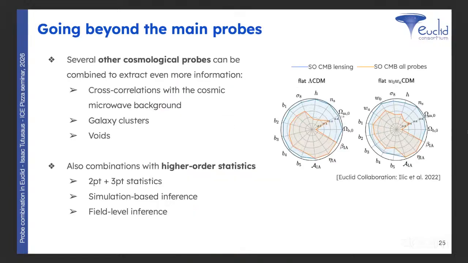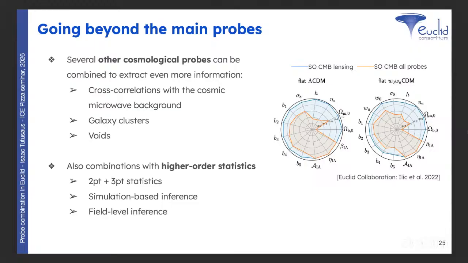Now, this was for the main probes of Euclid, galaxy clustering, spectroscopic, and 3 times 2, photometric, but there are many other cosmological probes that are very interesting. So, for example, we can combine with the cosmic microwave background, not just doing the naive combination with the primordial CMB, but actually doing the cross correlation, meaning we use the photons from the CMB as our sources, and we look at the lensing effect when they travel through the large scale structure. We can also look at galaxy clusters. We can look at voids. There are many different types of things we can do.